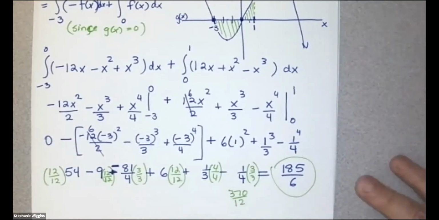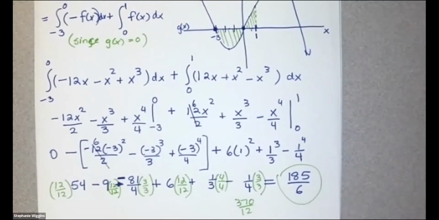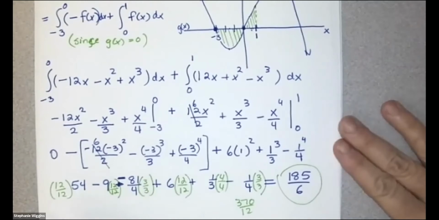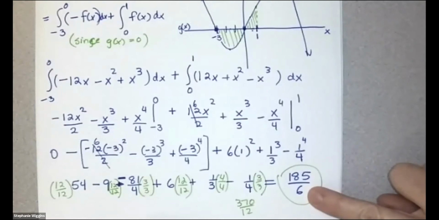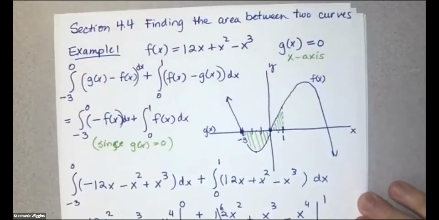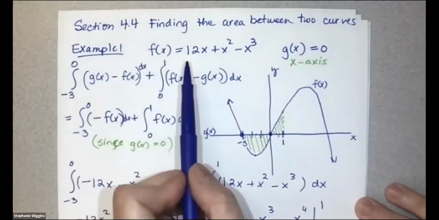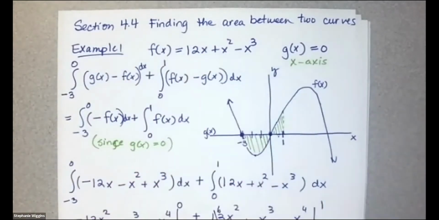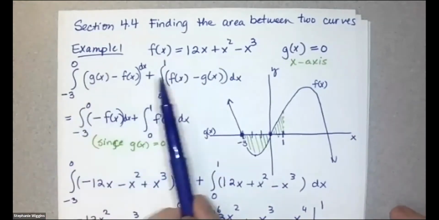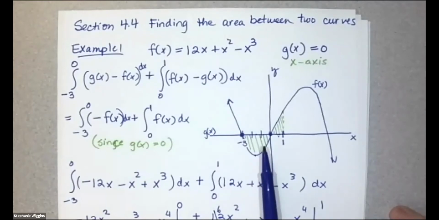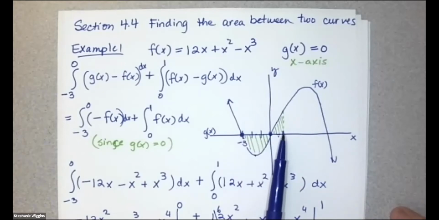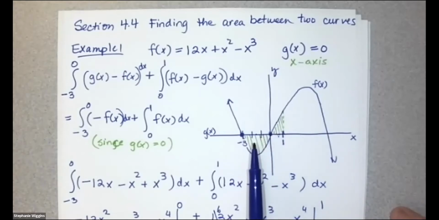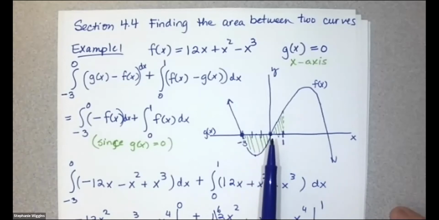Okay, so let's review what we've done here, because there's a lot going on. We want to find the area in green here, which turns out to be 185/6. Now, if I just calculate the integral of this curve, like we did last time in the examples in 4.3 where we were calculating the area under the curve, the problem is this area dips below the x-axis. So we can't just go from -3 to 1, otherwise we're going to get this area minus this area. So we have to separate these into two integrals.